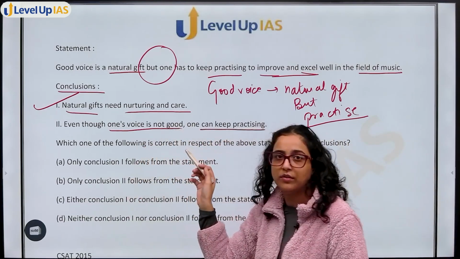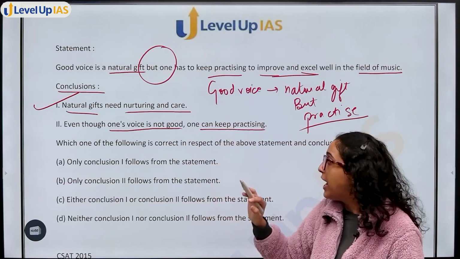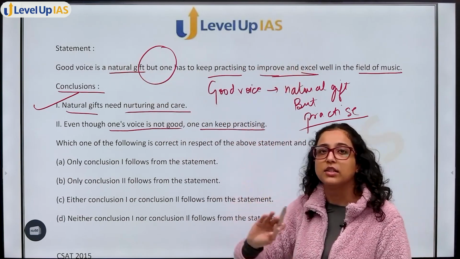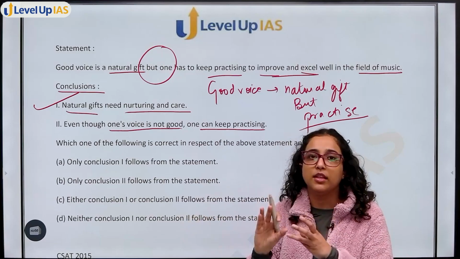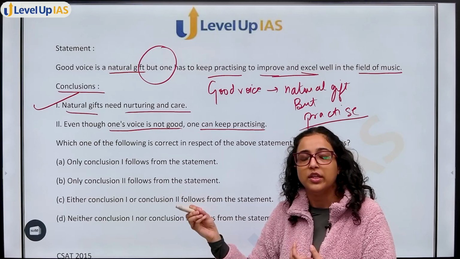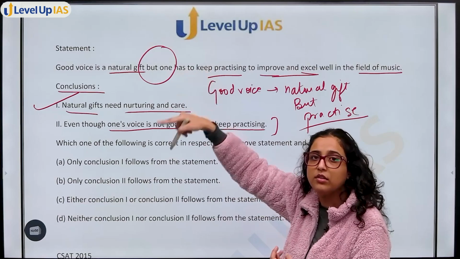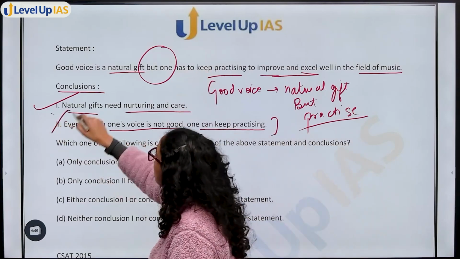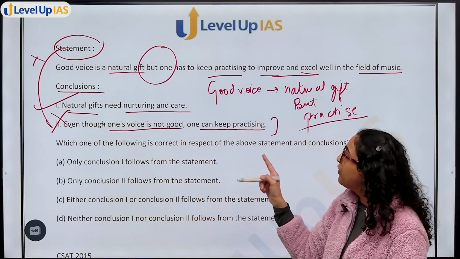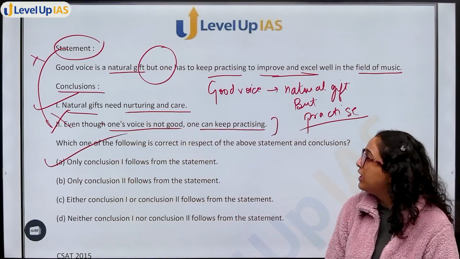नेक्स्ट, इवन दो वंस वॉइस इज नॉट गुड, ऐसा तो कुछ लिखा ही नहीं कि if your voice is not good you can keep practicing. I told you whatever is given in the statement that you have to assume that it is right. इसके अलावा outside this, even if this is true, even though one's voice is not good you keep practicing, you will improve, ठीक है। चाहे ये स्टेटमेंट इन जनरल ट्रू हो, बट आप इस स्टेटमेंट से कंक्लूजन पे नहीं आ सकते। From this statement you cannot come to this conclusion. So which one of the following is correct? Only conclusion one follows from the statement, right? This will be your answer.